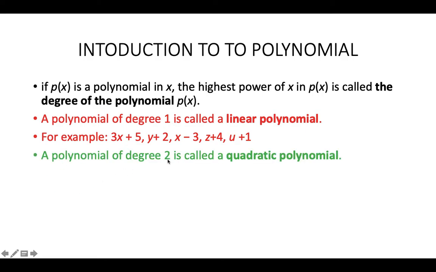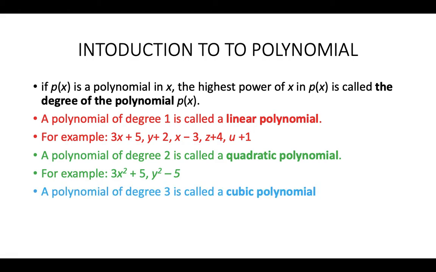Any polynomial of degree 2 is known as a quadratic polynomial. If I change this to 3x square plus 5, it will be a quadratic polynomial. Why? Because its variable has the highest power as 2. Similarly, if the highest power becomes 3, it will be known as a cubic polynomial, like 3x cube plus 5. When we say x cube, it means it will be of degree 3.